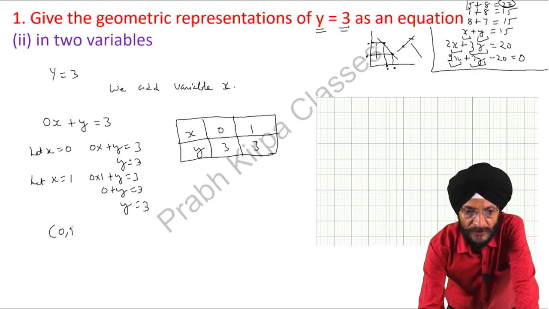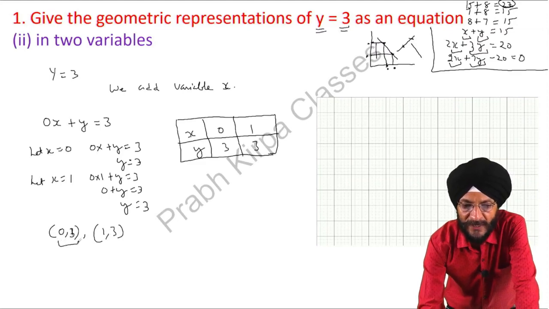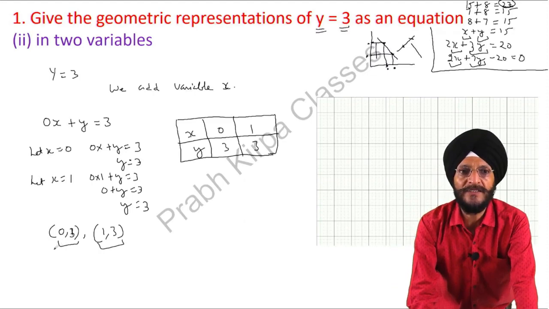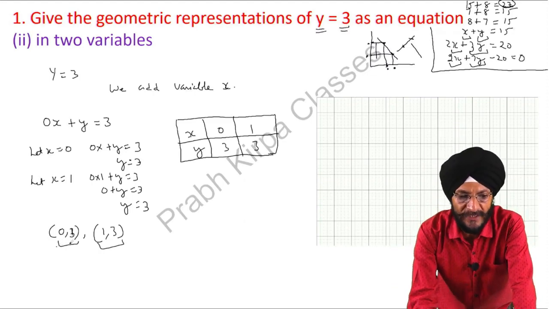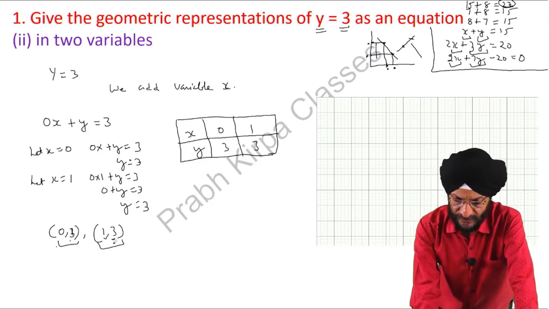What are the solutions which we have obtained? 0, 3, this is the first solution. Next is 1, 3, this is the second solution. While writing the solution, please note that the value of x is written first, value of y is written after that. Again, value of x has been written first, value of y has been written next.